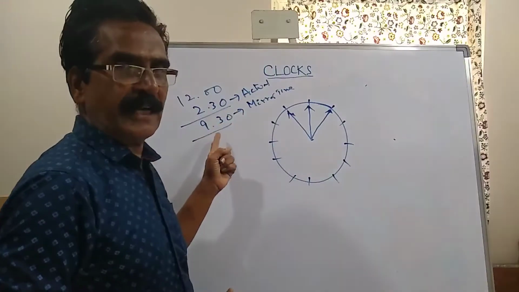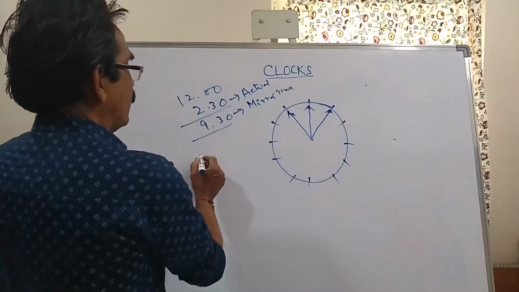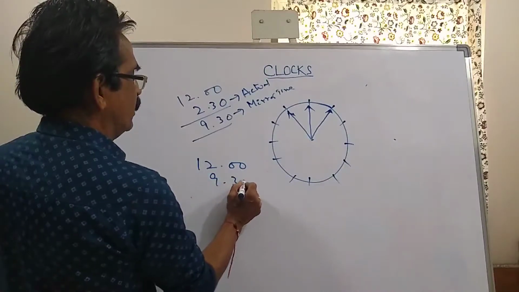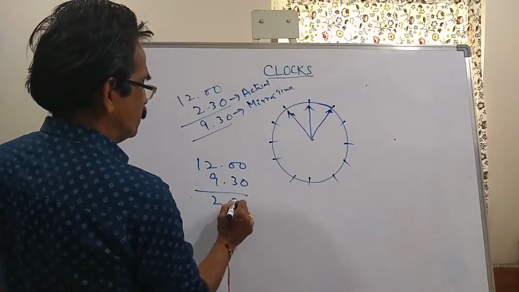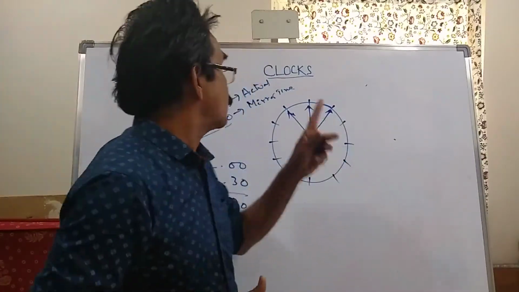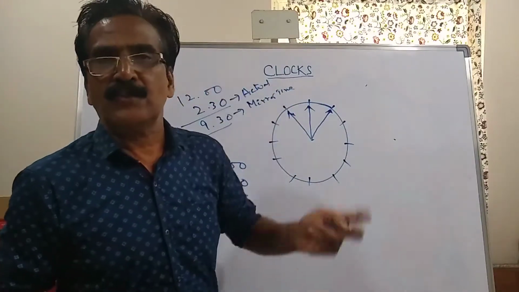Or if the mirror time is 9:30, then the actual time is 12 minus 9:30. So 12 minus the actual time is equal to the mirror time, or 12 minus the mirror time is equal to the actual time.